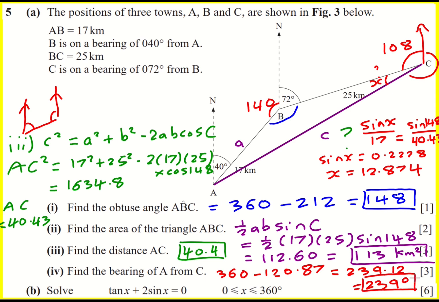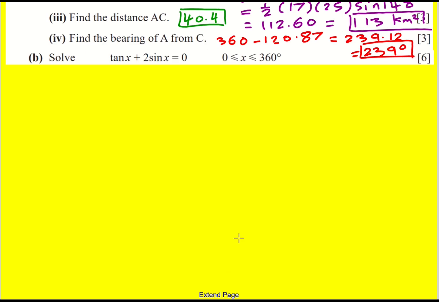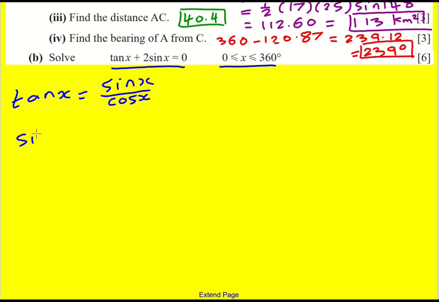Okay, nicely done. Finally, part B, which is completely different, is to try and solve this trig equation: tan x plus 2 sine x equals 0 between 0 and 360. Well, we've got the trig identity tan x is sine x over cos x. So I think that is a good start here. There's no sine squared plus cos squared equals 1 that's obvious to use. So I'm going to replace tan x by sine x over cos x. So sine x over cos x plus 2 sine x is equal to 0.